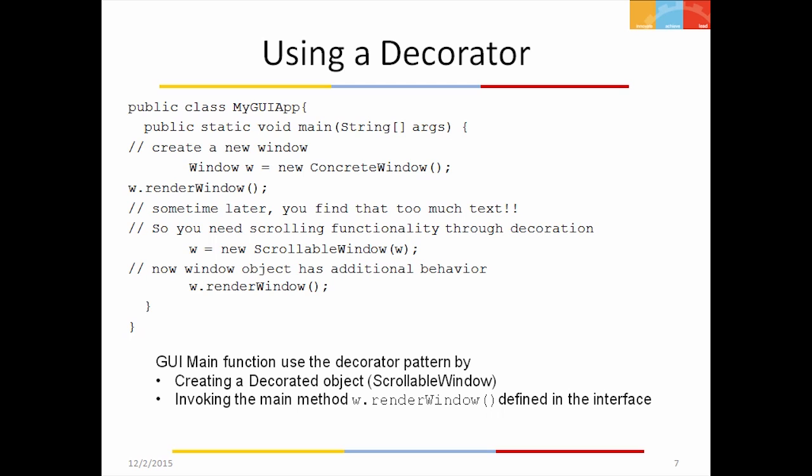So the GUI main function uses the decorator pattern by first creating a decorated object, which is scrollable window, as I said, and then invokes the main method window w.render window, which is defined as an interface. This render window first calls the concrete window's render window method, and then it calls the additional functionality.